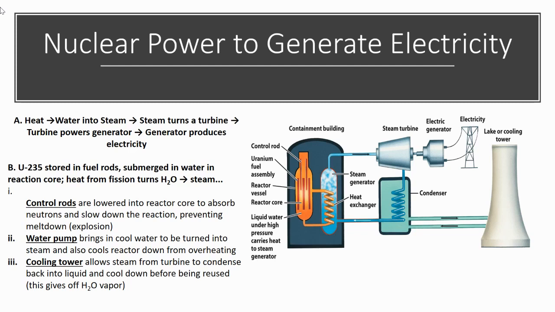The water pump and cooling tower are how we bring in the water that's supposed to be turned into water vapor, as well as used for overheating. And the cooling tower allows the steam from the turbine to condense back into liquid, to then be continuously reused and turned back into vapor. So you'll see there are a couple of different elements here. Because we're working with something that generates a lot of heat energy, we need to ensure that it cools down and prevents a meltdown.